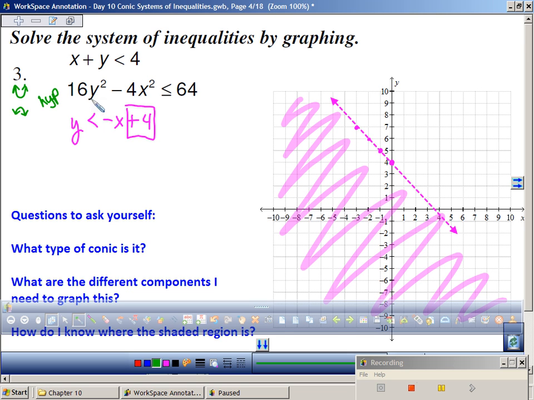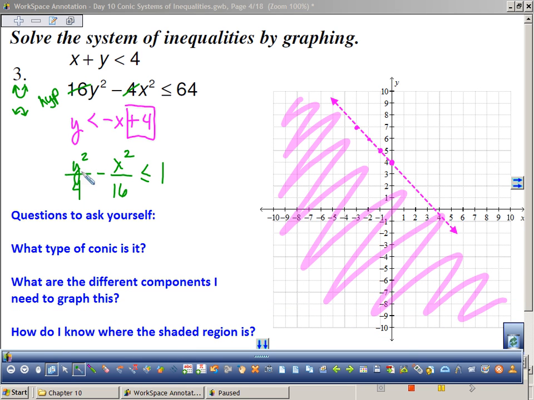Divide everybody by 64. So when I divide by 64, I get y squared over what? 16 divided by 64. What's this denominator going to be after the 16 cancels? Good. Minus x squared over, what's going to happen when that 4 cancels? Good, you've been doing your homework. Is less than or equal to what? 1.